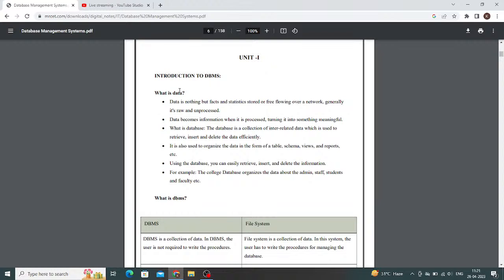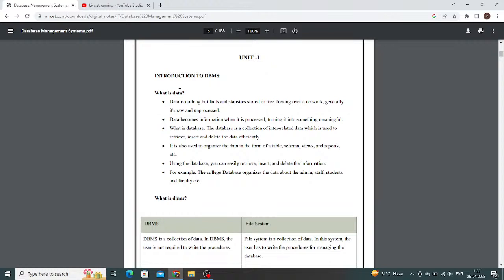Today I am starting a very interesting topic, that is database management system. When we talk about a database, it is where we are storing our data, on the back side. When you log in data on a website, it is stored on the back side. So this is your database.